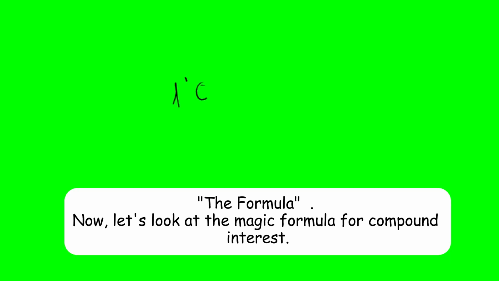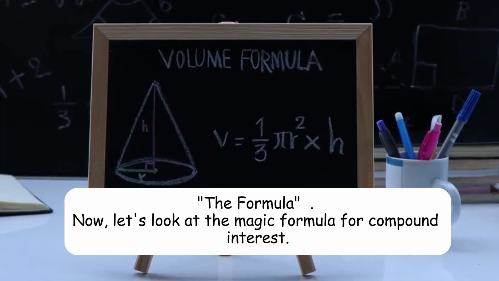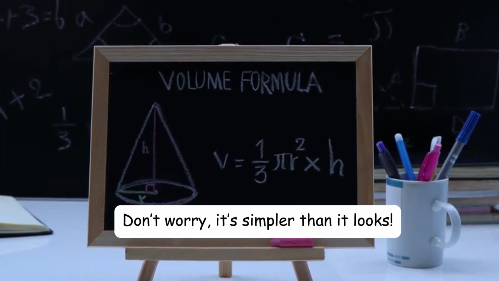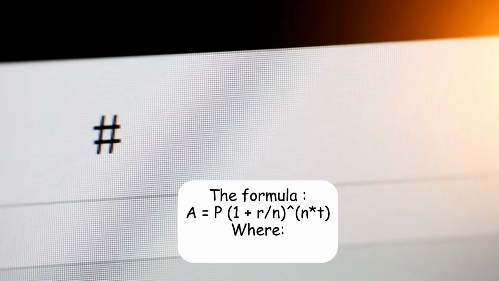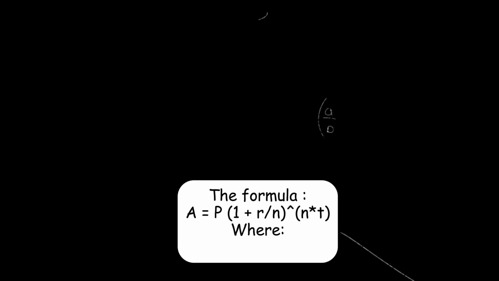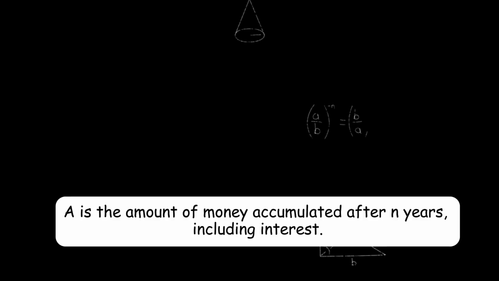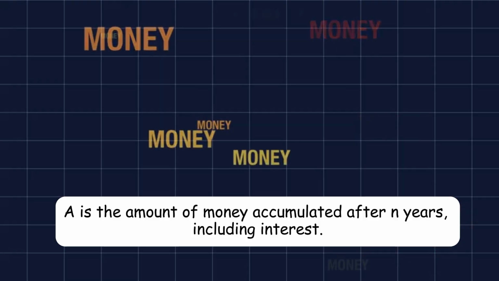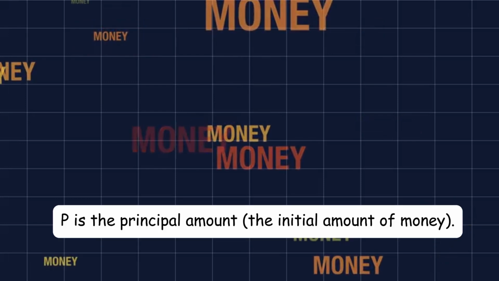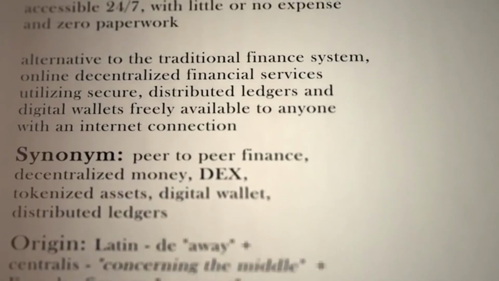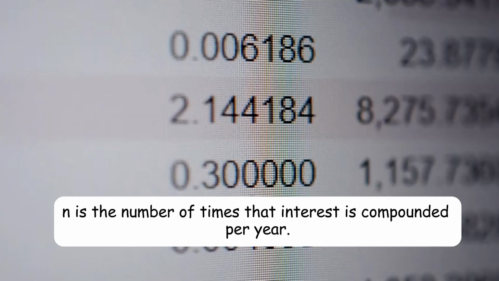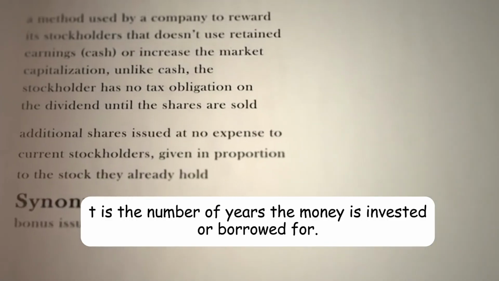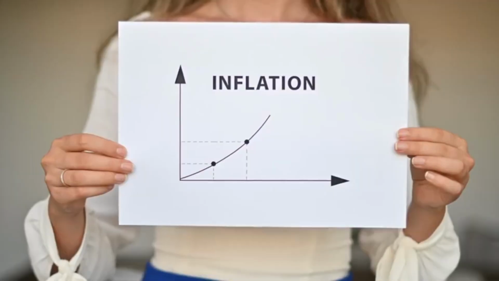The formula. Now, let's look at the magic formula for compound interest. Don't worry, it's simpler than it looks. A is the amount of money accumulated after n years, including interest. P is the principal amount, the initial amount of money. R is the annual interest rate in decimal. N is the number of times that interest is compounded per year. T is the number of years the money is invested or borrowed for.